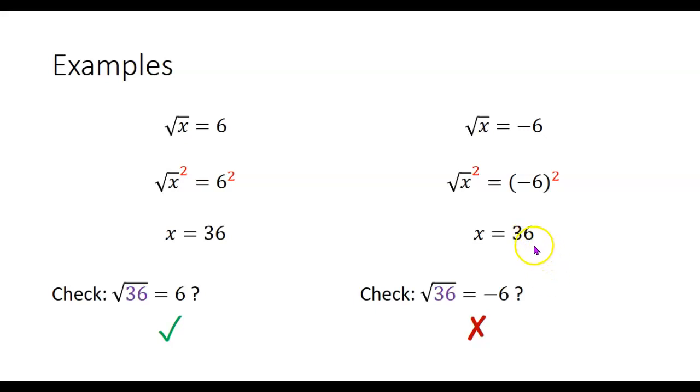So we call this an extraneous solution. It's a solution that doesn't really work in the equation we started with, and that's something that can happen when you square both sides of an equation.